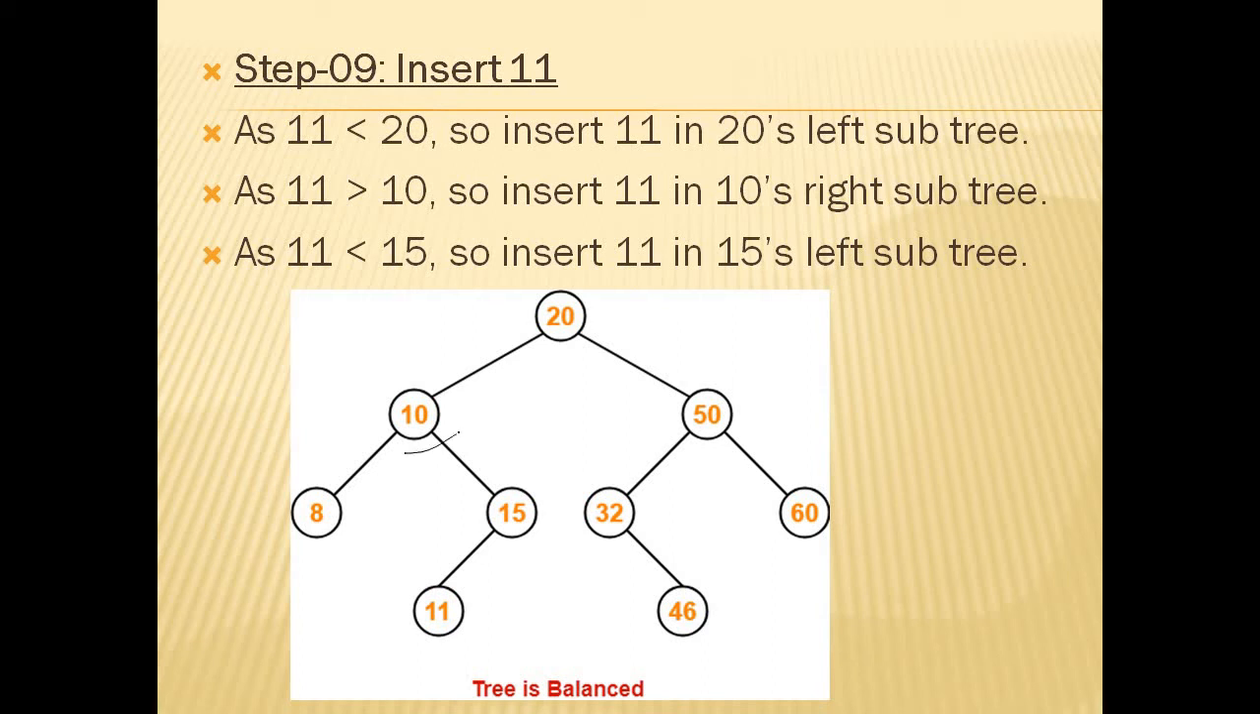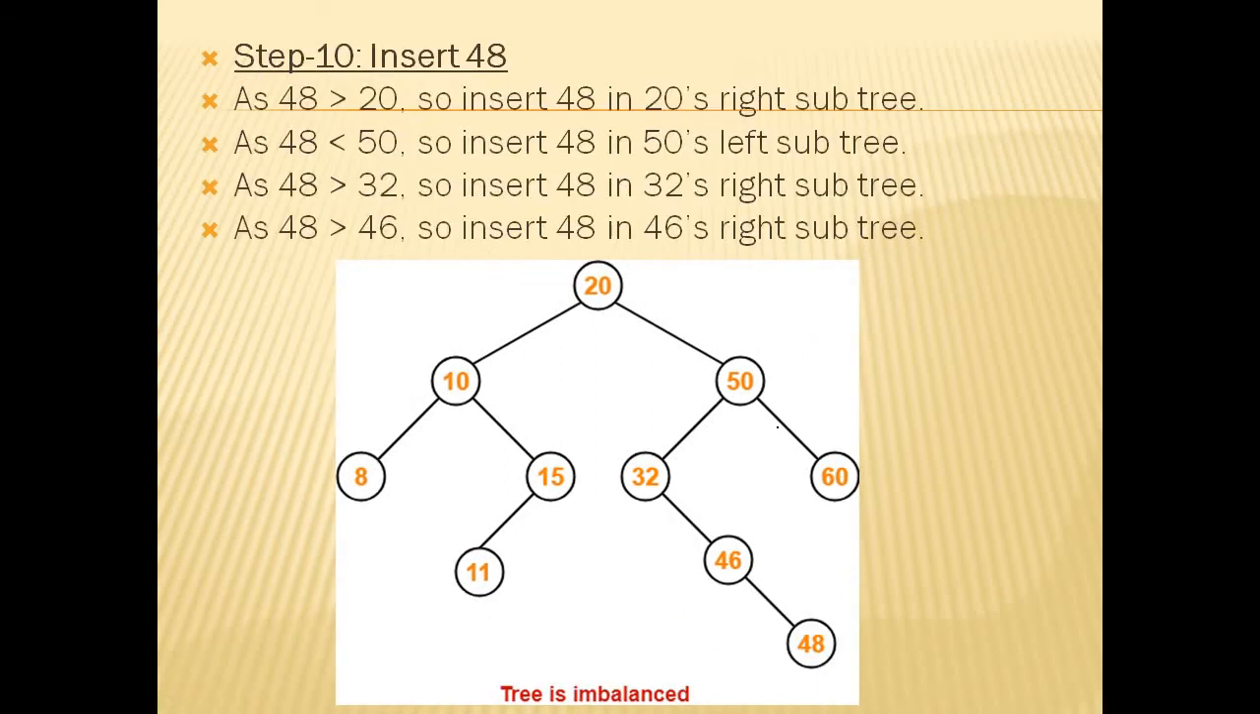Next, insert 11. 11 comes to the left hand side. We have 10 on the left hand side. 11 is greater than 10, so it comes to the right hand side. We have 15. 11 is less than 15, so it comes to the left hand side. Again, when you observe the balancing factor, 1, 2, 3. Left hand side height is 3 minus right hand side 1, 2, 3. It is also 3. 3 minus 3, 0. Here also we get 1 minus 2, minus 1. Here also we get 2 minus 1, 1. So it is balanced.